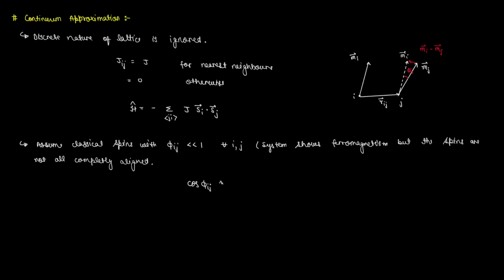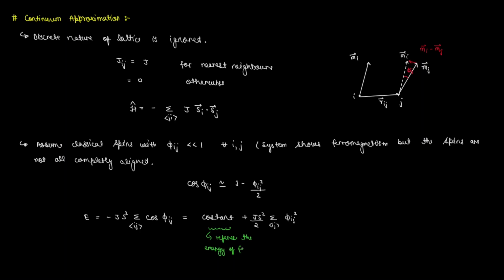So in that case, the cos of phi ij can be approximated using the Taylor series as 1 minus phi ij square divided by 2. Therefore, the energy of the system will be minus J S square times the summation of cos phi ij, which will be equal to a constant term plus J S square divided by 2 times the summation of phi ij square, where this constant term refers to the energy of the completely aligned state, for which cos phi ij is equal to 1. This constant energy can be ignored.